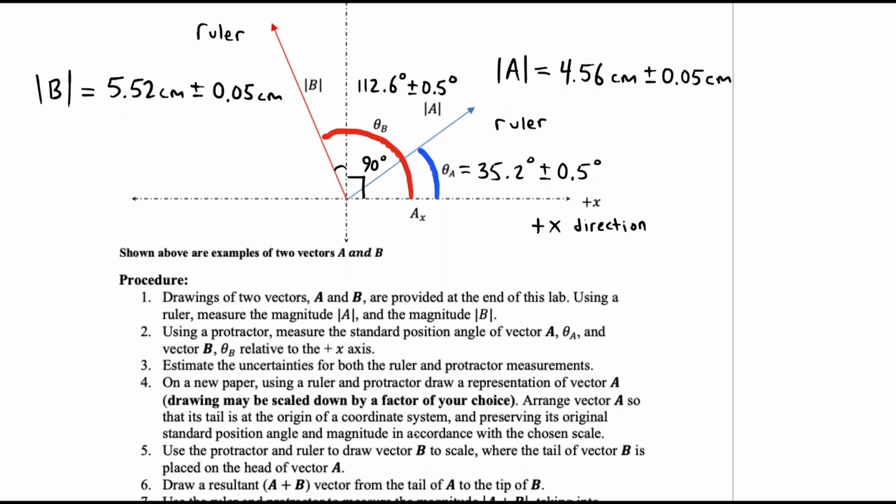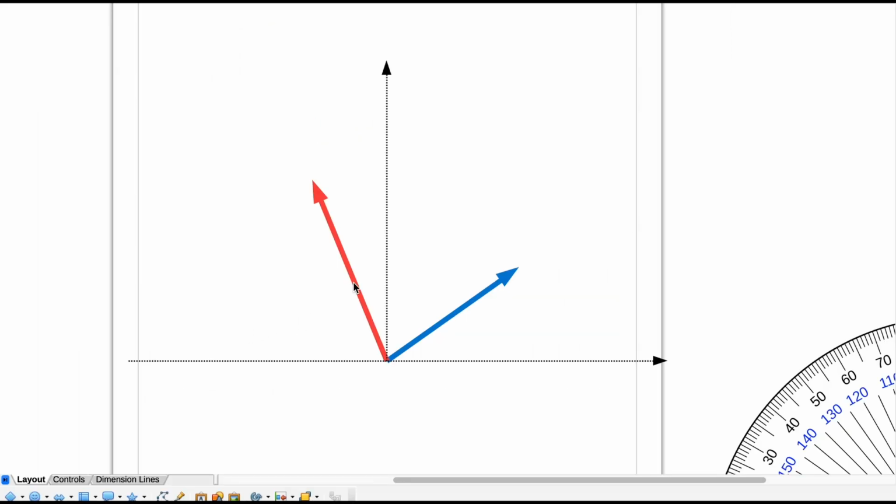The directions then say to use a protractor and a ruler and draw vector B to scale, but we want to do it where the tail of vector B is going to be placed on the head of vector A. This was the original location of vector B. What I need to do is move vector B so that its tail is on vector A's head, like this. This is called the head-to-tail method of drawing a resultant.